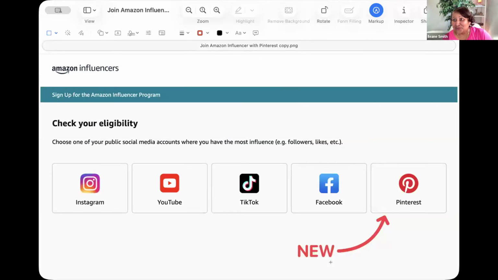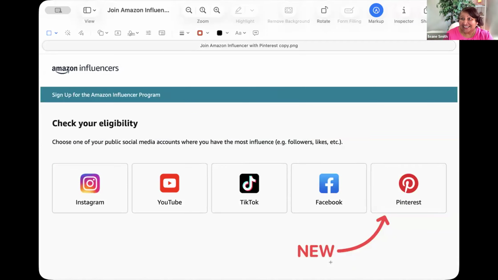Currently, when you sign up for the Amazon Influencer Program, guess what they added? Pinterest. I don't know when they made this change. Claire posted it one day this past week. But it has been Facebook, TikTok, YouTube, and Instagram for at least 2 years. At least, maybe more, because I don't remember when they added TikTok.